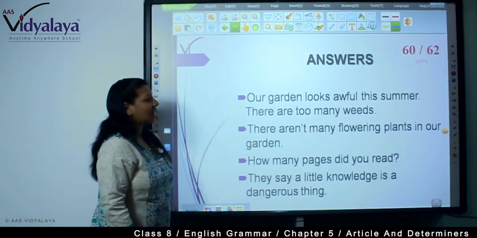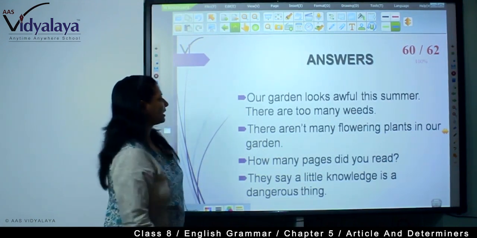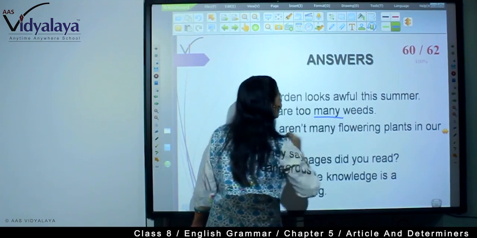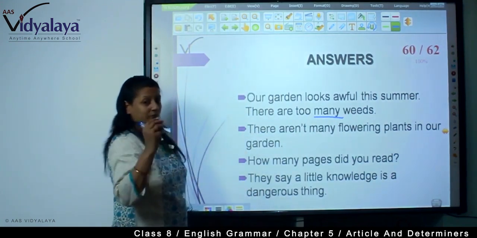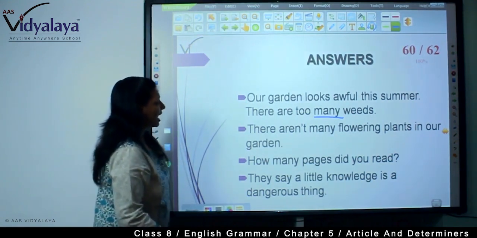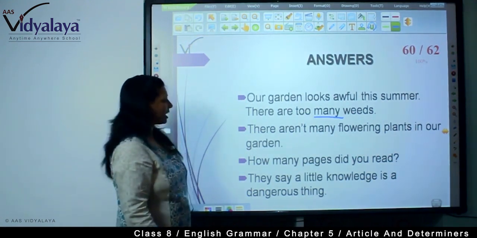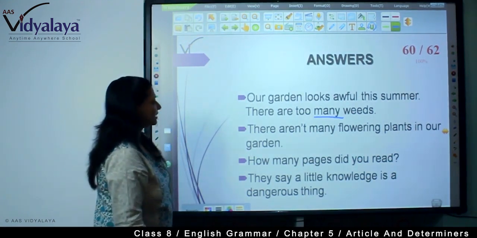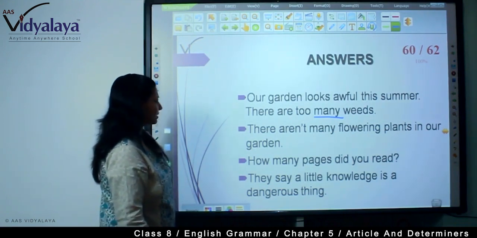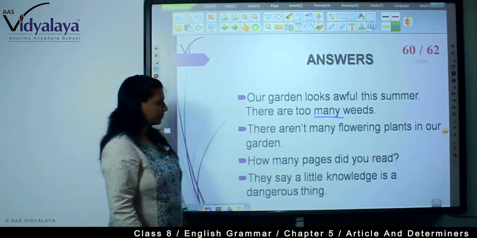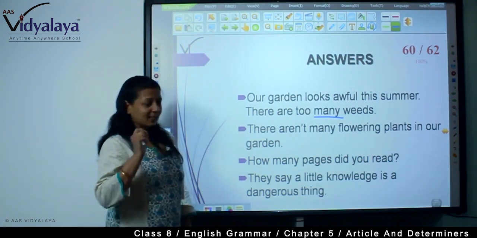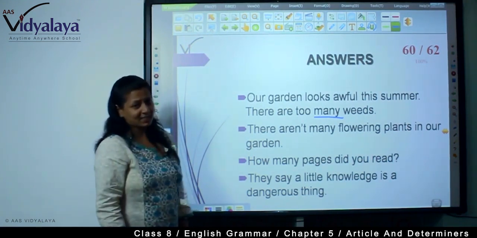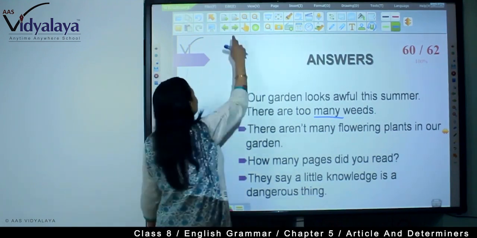So, here it is. Our garden looks awful this summer. There are too many weeds. Why are there too many weeds? Because weeds is countable. We can count it, many. There aren't many flowering plants. How many pages did you read? They say a little knowledge, because knowledge is an abstract noun, a little knowledge.